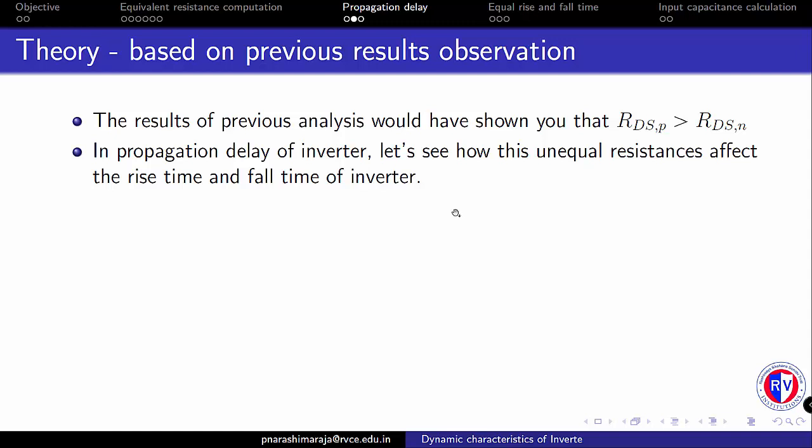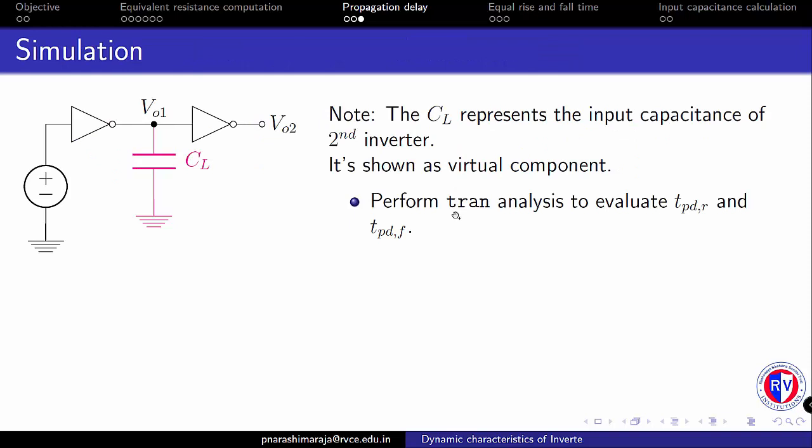Now, let's look at the circuit that is used for the computation of propagation delay. Note here, there are two inverters connected in series. It also shows a capacitor, which is not a capacitor that we are going to add, but represents the input capacitance of the second inverter. So it's a virtual component.